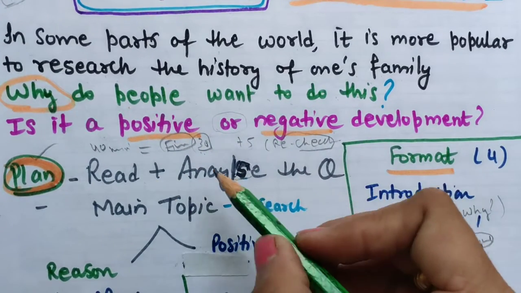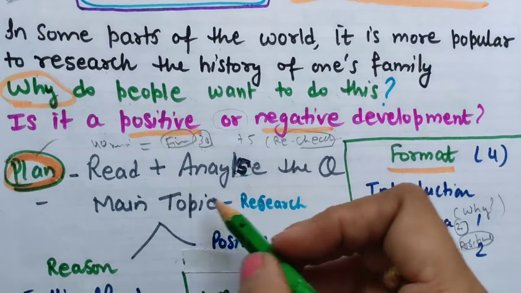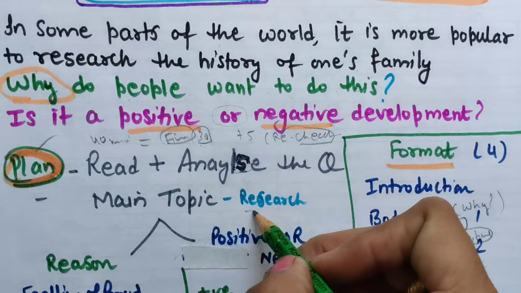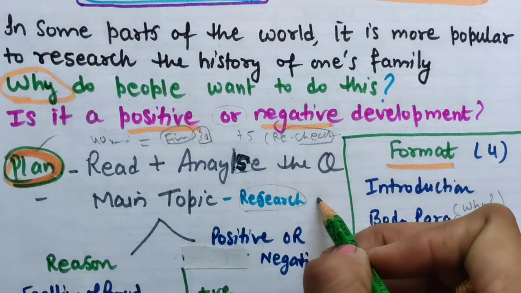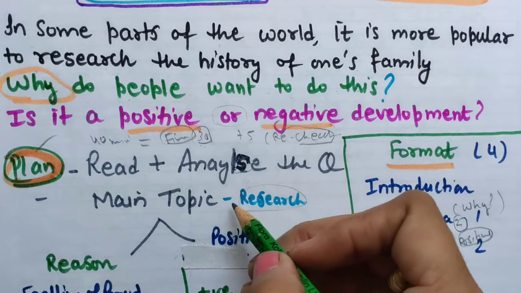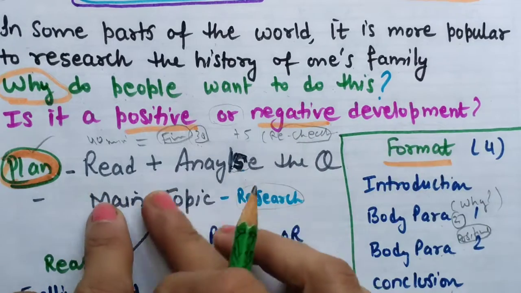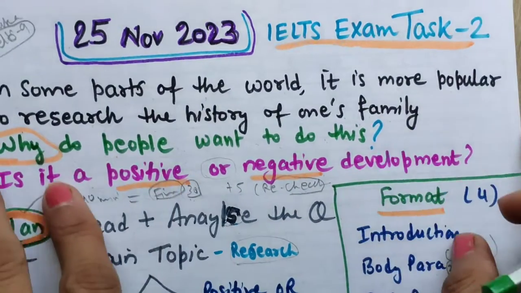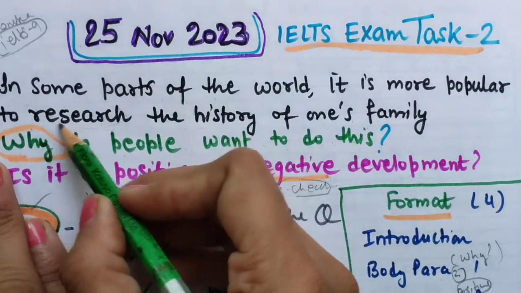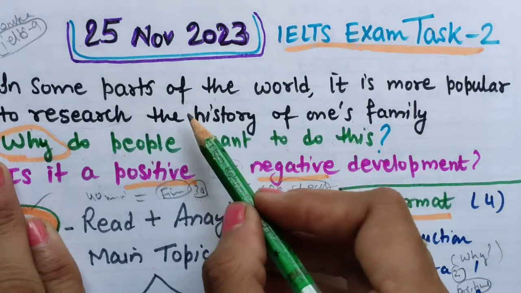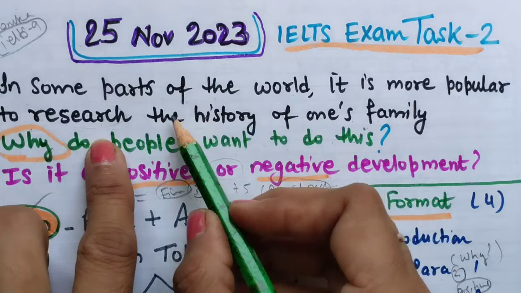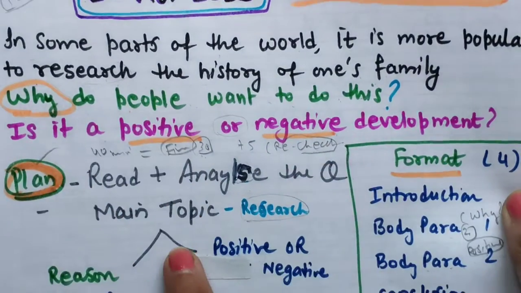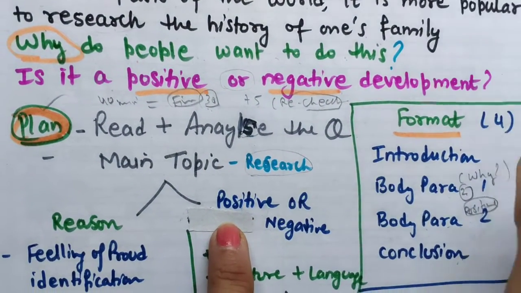Now we have read and analyzed the question statement. The main topic comes here: research activity to find family history. In the actual exam you can also make this table, main topic, reason, or you can just underline that this is the main topic. But here it will not feel like you have planned, so plan like that only.